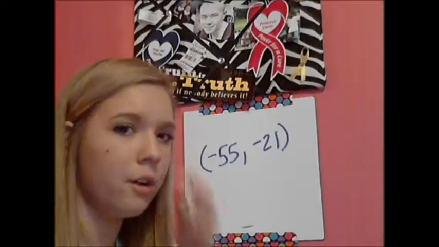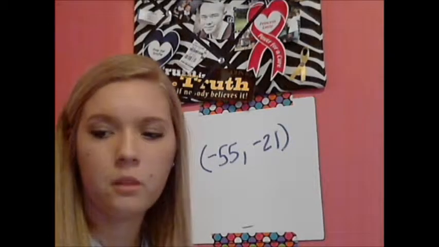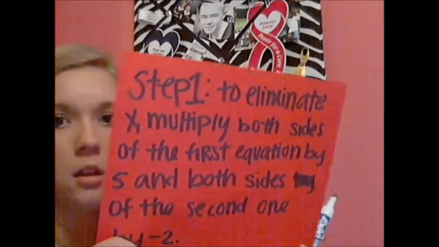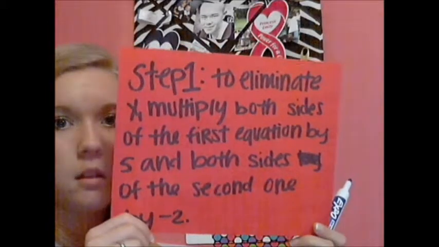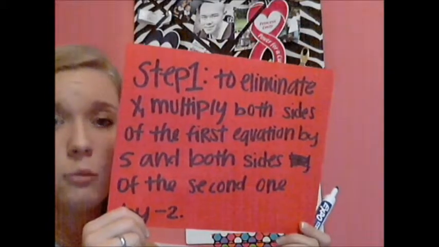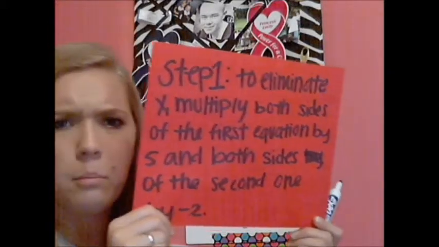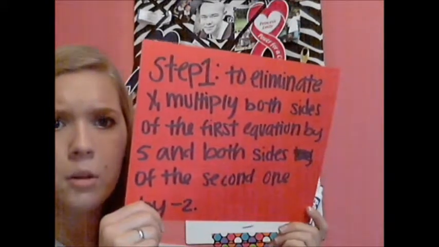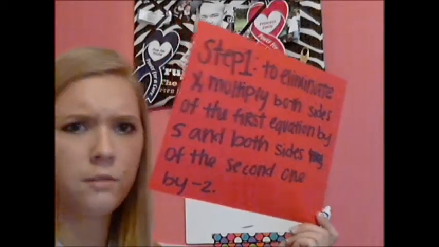The equations I have are a little bit different, and the first step is to eliminate the x by multiplying both sides of the first equation by 5 and both sides of the second equation by negative 2.